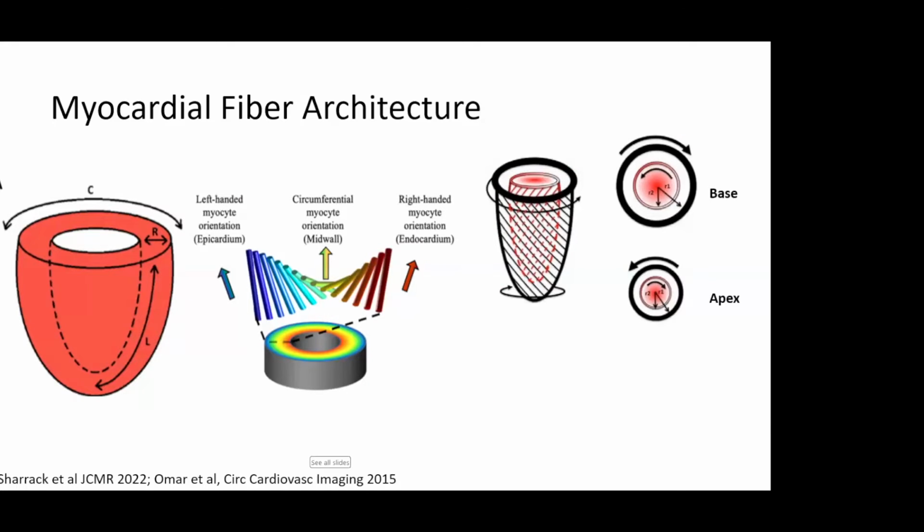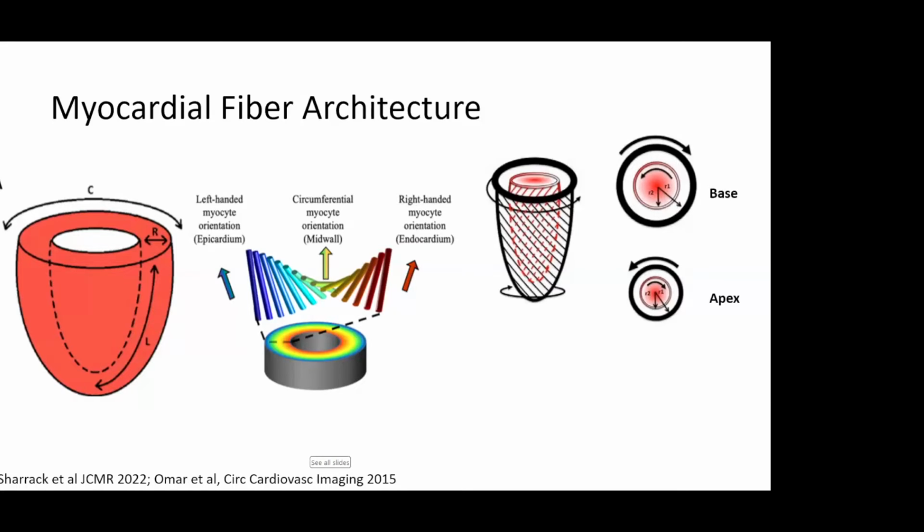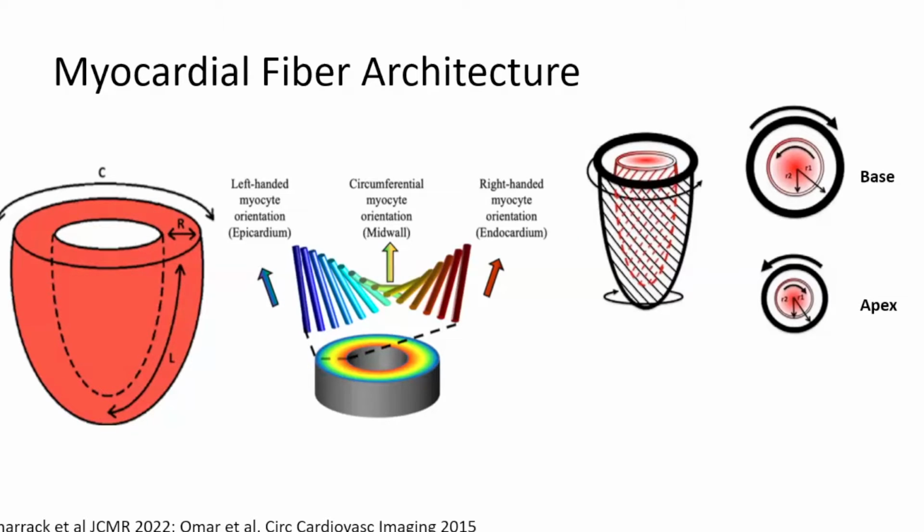So the sub-endocardial layer they describe as a right-hand helix. If you take your right hand and think about your fingers wrapping around in a helix, that's one direction of the sub-endocardium. So the sub-endocardium is a right-hand helix. In contrast, the sub-epicardium is a left-hand helix. Again, if you take your left hand and think about the fingers wrapping around like a helix, they're in opposing directions, whereas in the midwall, it's circumferentially oriented.